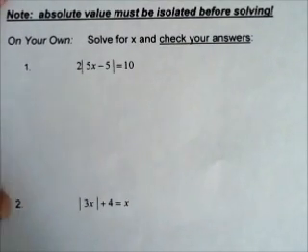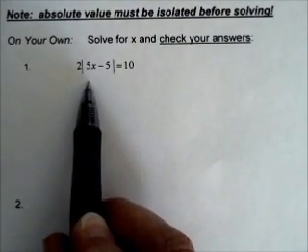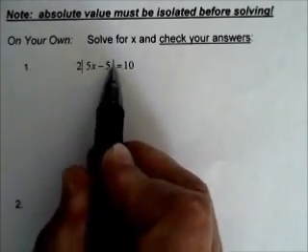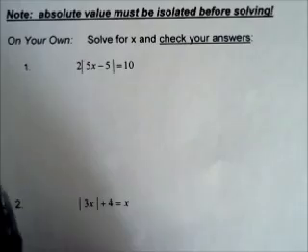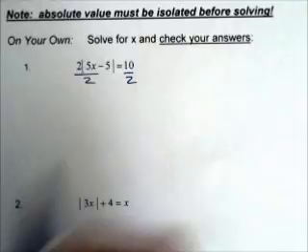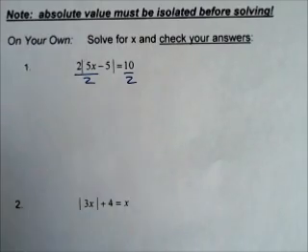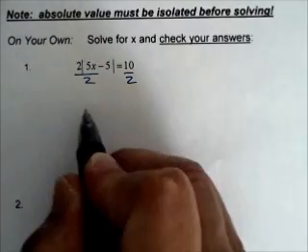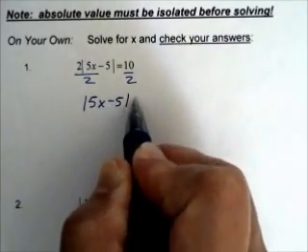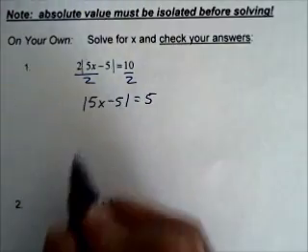Okay, so number 1, we have 2 times the absolute value of 5x minus 5 is equal to 10. So we need to isolate the absolute value of 5x minus 5. So we undo the multiplication by 2 by dividing each side by 2. So we have the absolute value of 5x minus 5 is equal to 5.